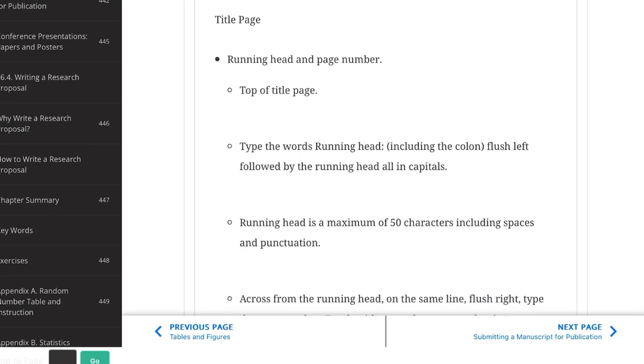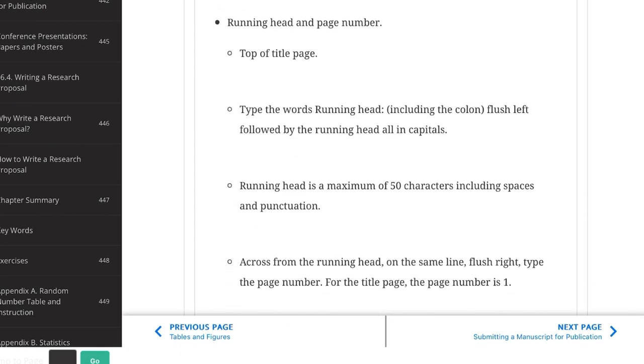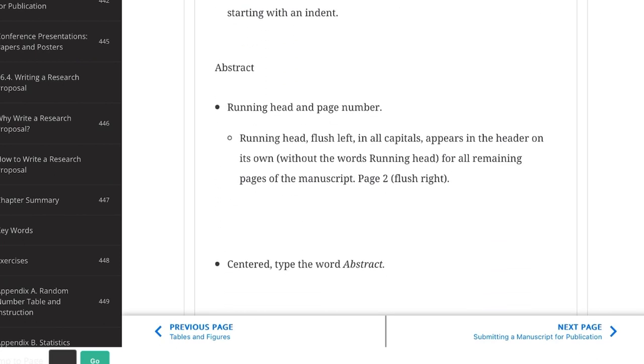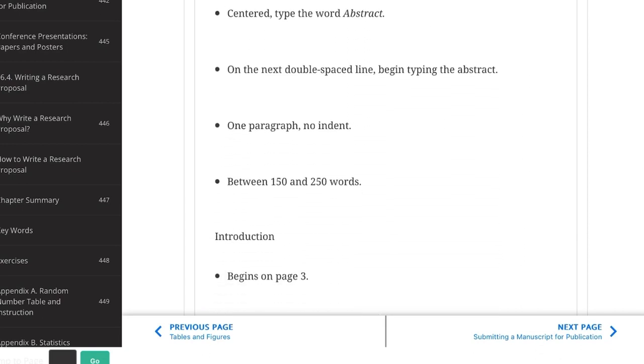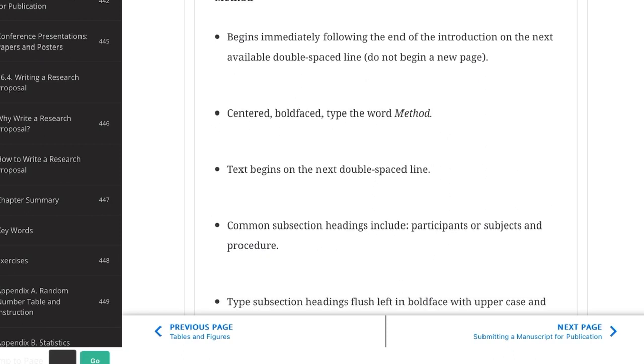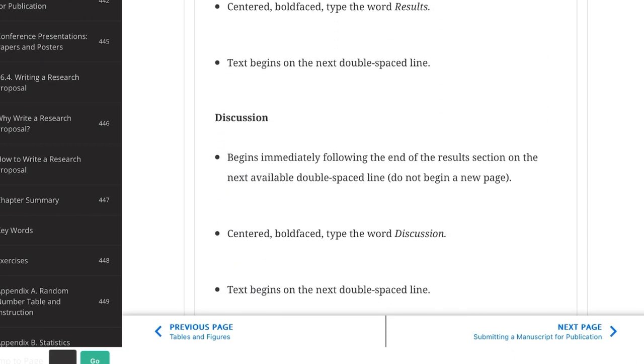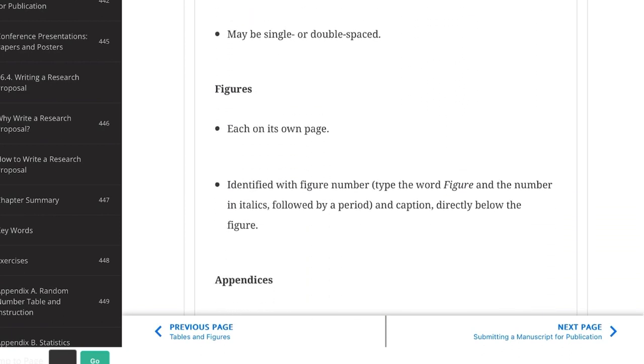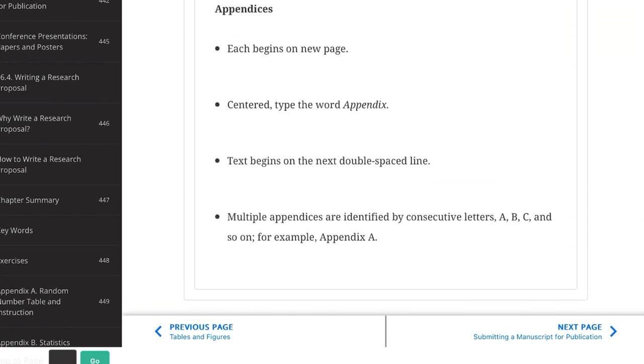And it even has overall, but then it breaks it down by each section. The title page, what that should look like and what should be included. And again, for you to just go through and check them off. The abstract, the introduction, the method, the results, the discussion, the references, tables, figures, and appendices. Very cool.